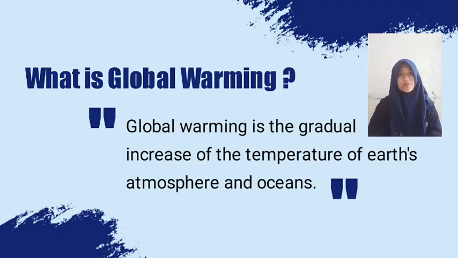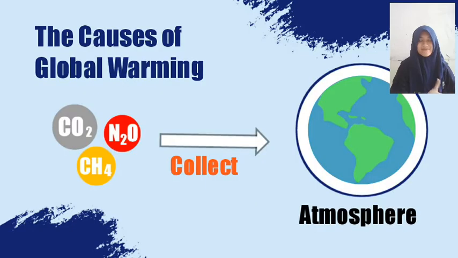Global warming is the gradual increase of temperature of Earth's atmosphere and ocean. The simple way to define global warming is when our Earth becomes hotter and hotter day by day, and this phenomenon can affect climate change and then change our environment.